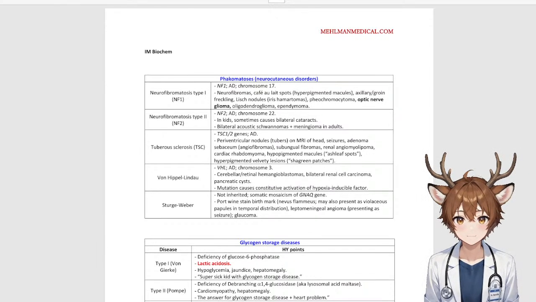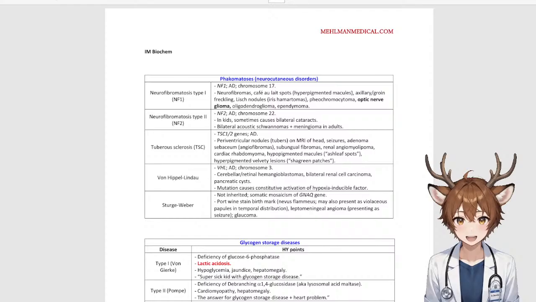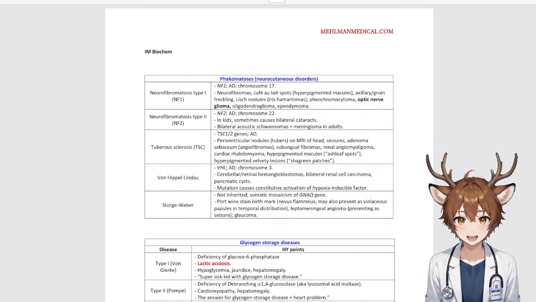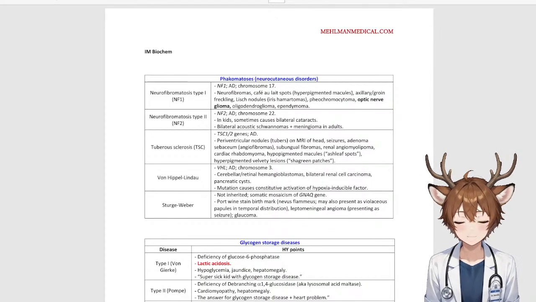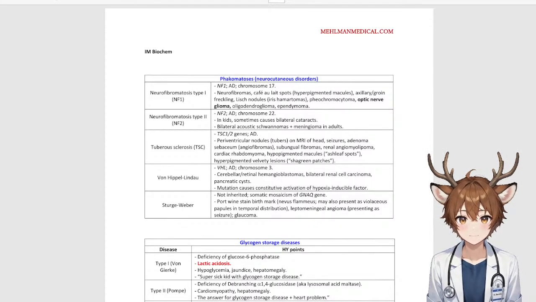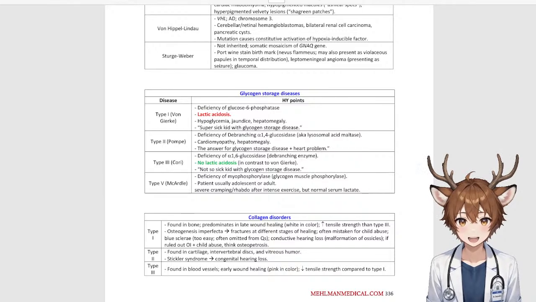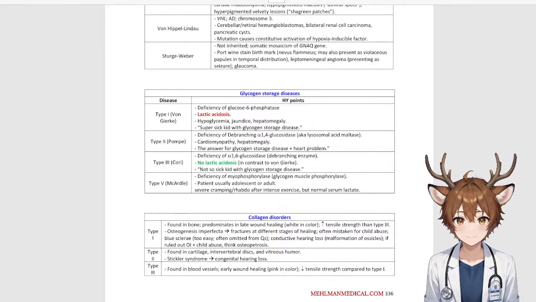Sturge-Weber, non-inherited somatic mosaicism of the GNAQ gene. Port wine stain, birthmark, nevus flammeus, may also present as violaceous papules in temporal distribution. Leptomeningeal angioma, presenting as seizure, glaucoma. I always like saying the word flammeus, nevus flammeus.